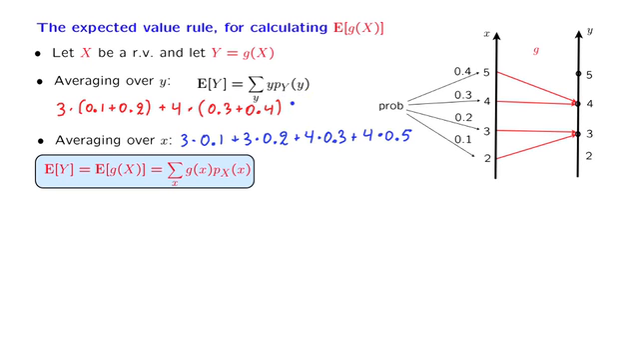Now we argued in favor of the expected value rule by considering this numerical example and by checking that it gives the right result. But now let us argue more generally that it's going to give us the right answer. So what we're going to do is to take this summation and argue that it is equal to the expected value of y, which is defined by that summation. So let us start with this.